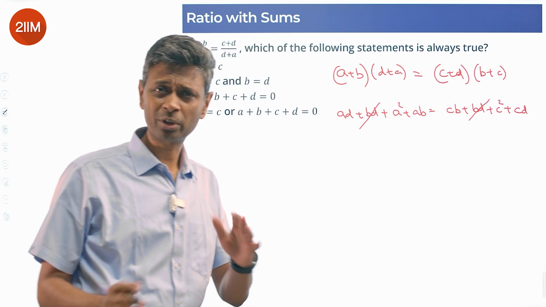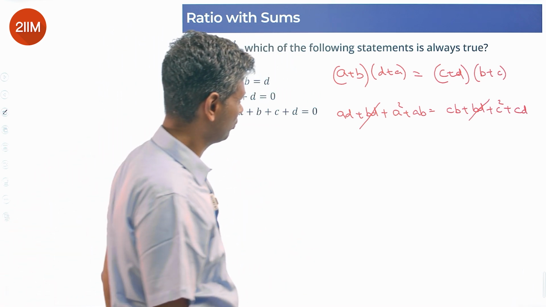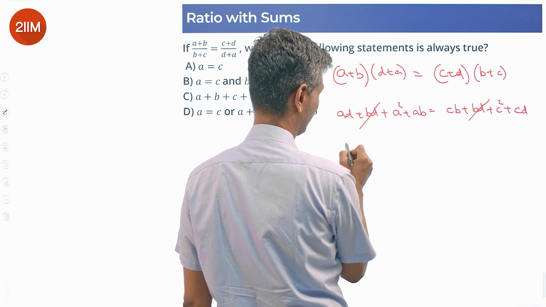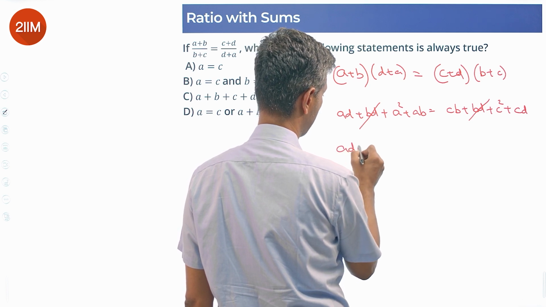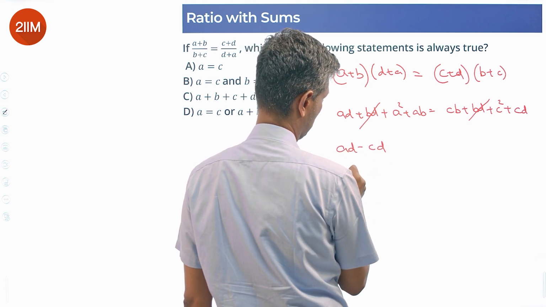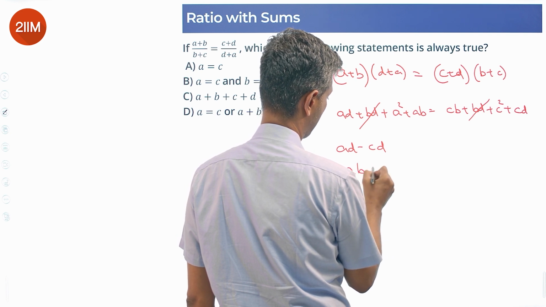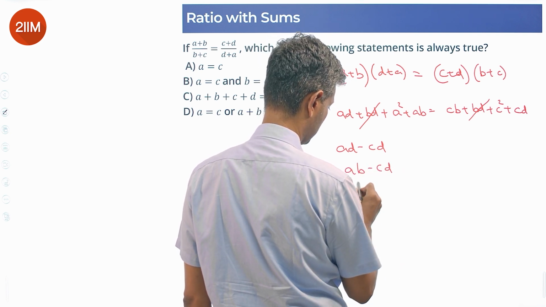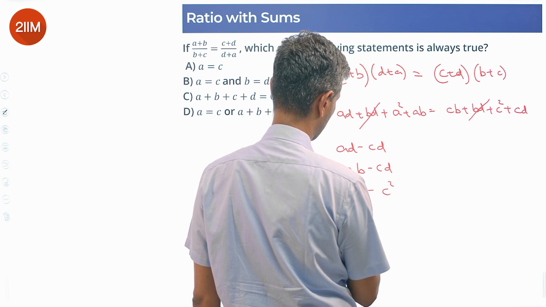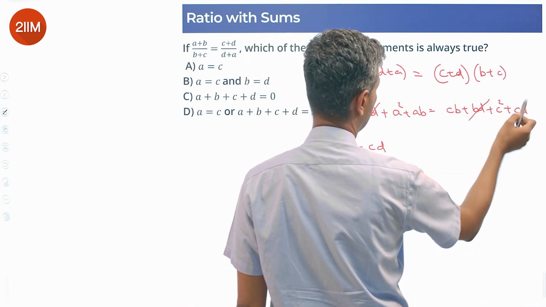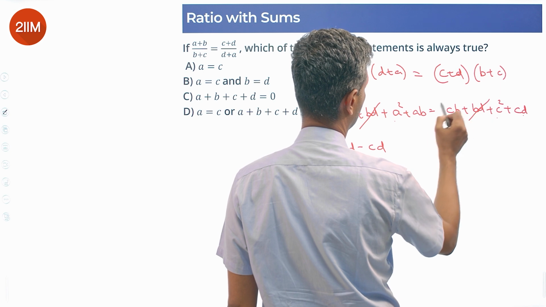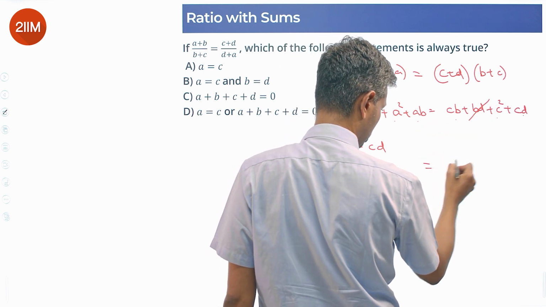There's some symmetry about A and C. So what I'm going to do, I'm going to take this as AD minus CD plus AB minus CB plus A square minus C square. AD minus CD, A square minus C square, AB minus CB is equal to 0.